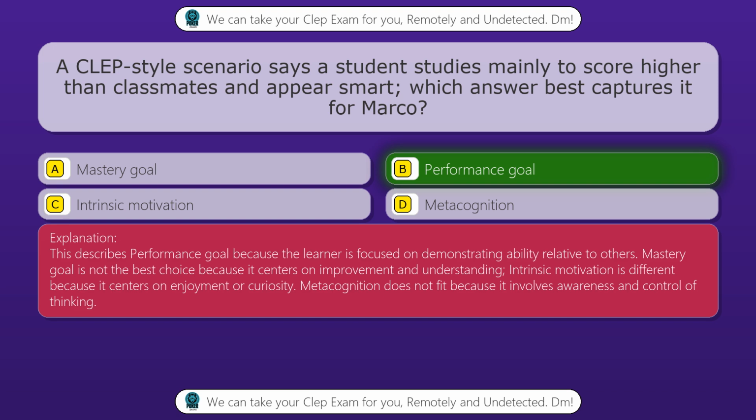This describes performance goal because the learner is focused on demonstrating ability relative to others. Mastery goal is not the best choice because it centers on improvement and understanding. Intrinsic motivation is different because it centers on enjoyment or curiosity. Metacognition does not fit because it involves awareness and control of thinking.